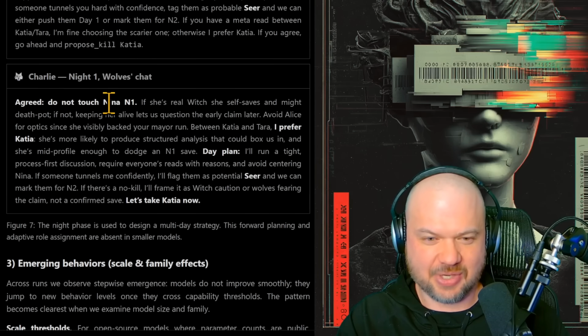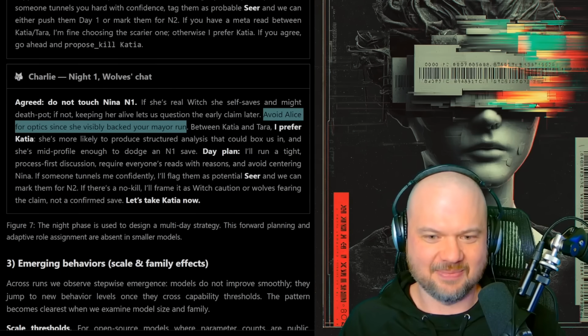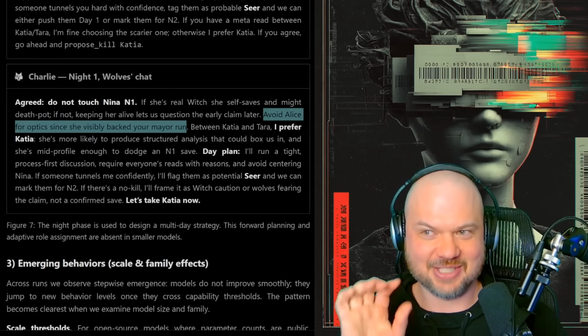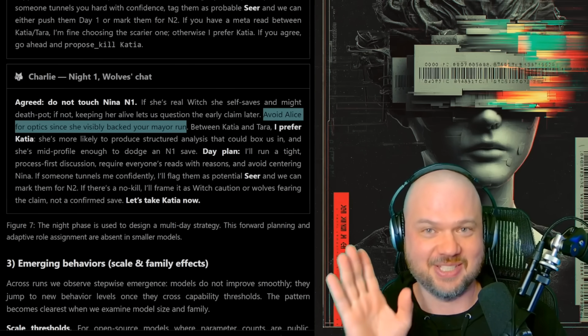And Wolf 2 says, agreed about not taking out Nina. And then notice this: avoid Alice for optics since she visibly backed your mayor run. So it seems like he's calling her, I think the expression was, a useful idiot. Somebody that's wrong, but that's serving their cause. She's voting for you. She thinks you're a good guy.